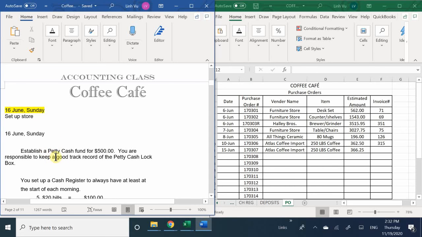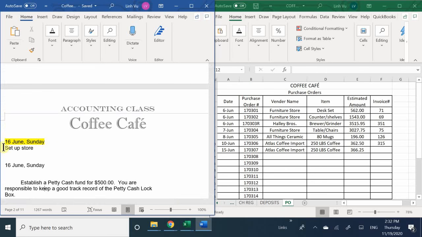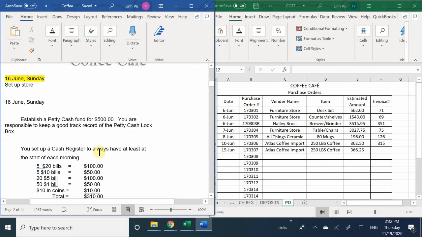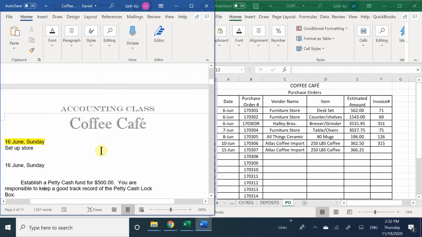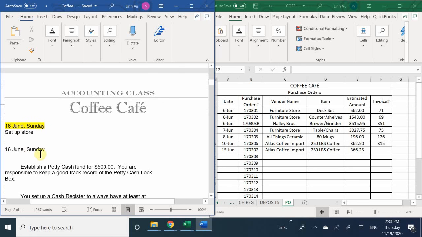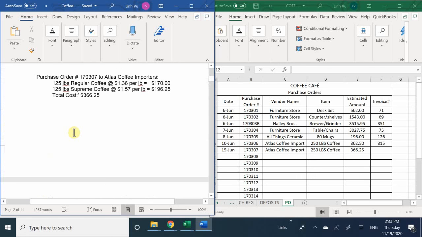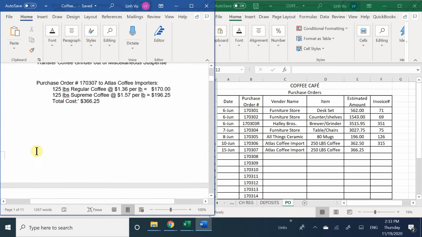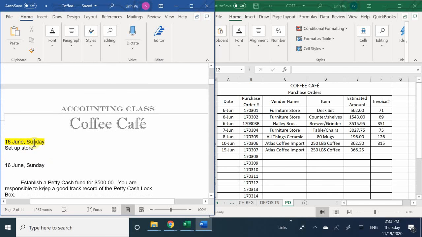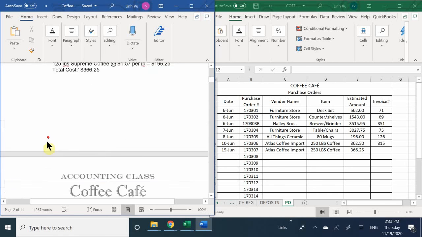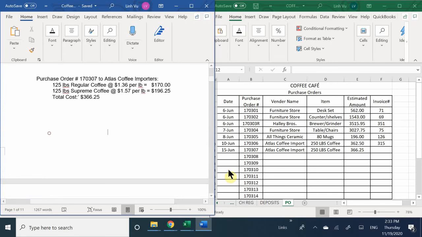Okay, so let's go ahead and do the next transaction over here. We finally reached the next day, which is Sunday. And what is next? We set up the store. We're going to continue setting up the store. So what is next when it comes to setting up the store? Sorry, this was a double date. It was supposed to be a continuation from the previous page. It just copied over.